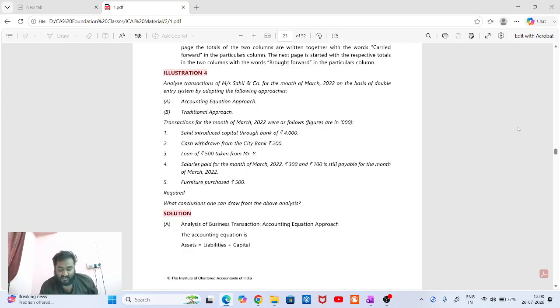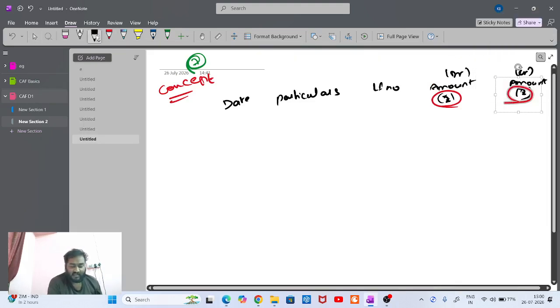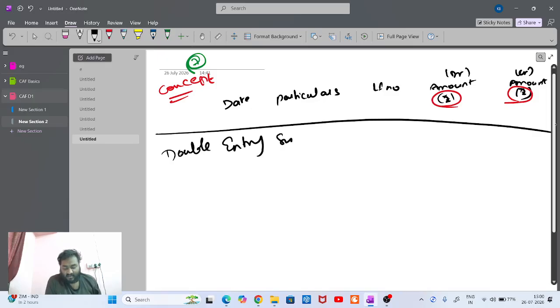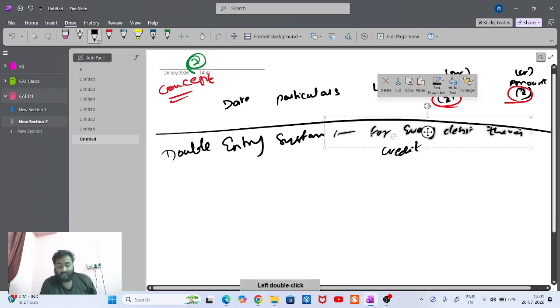So for the month of March, for one month, on the basis of the double entry system, by adopting double entry. What exactly is the double entry system? Double entry system is that for every debit there is a credit. It's just like Newton's third law of motion: for every action, there is an equal and opposite reaction. That is how for every debit, there is a credit.